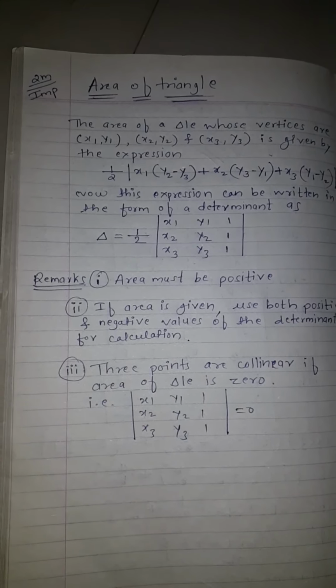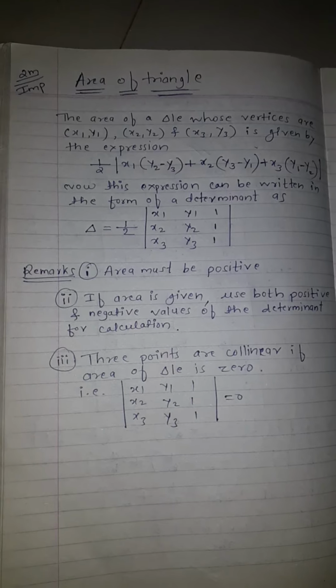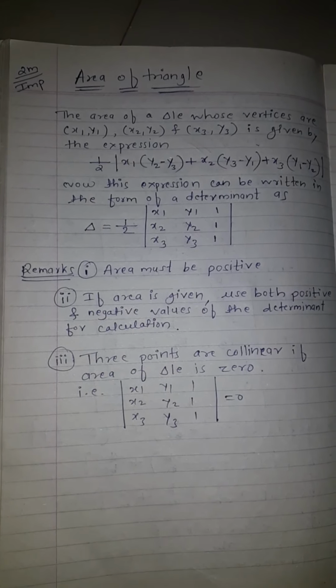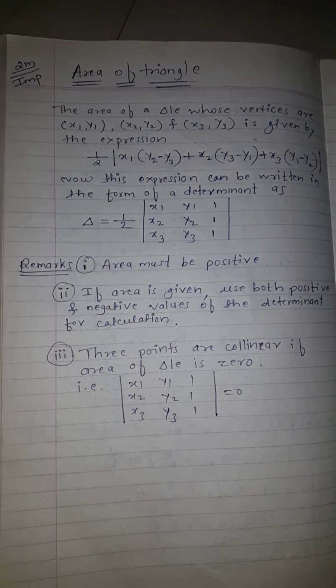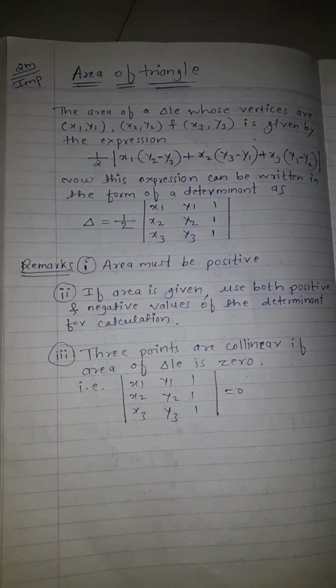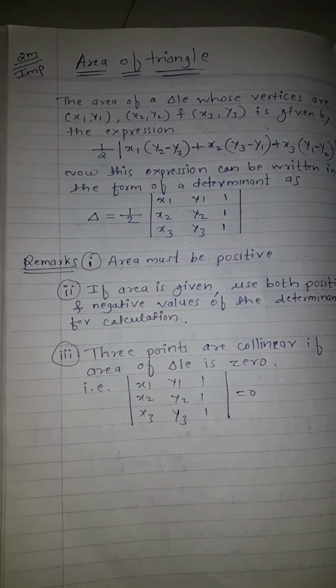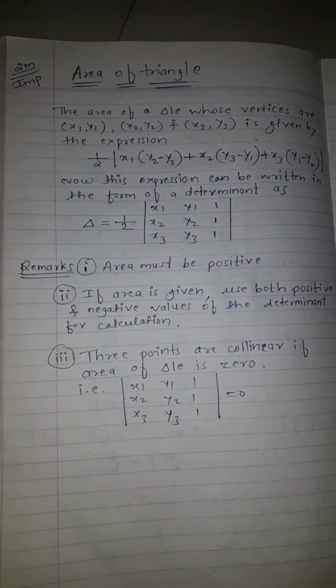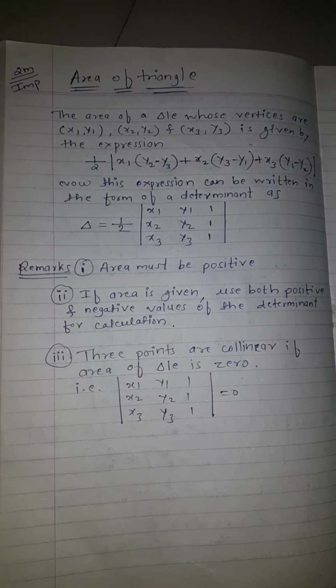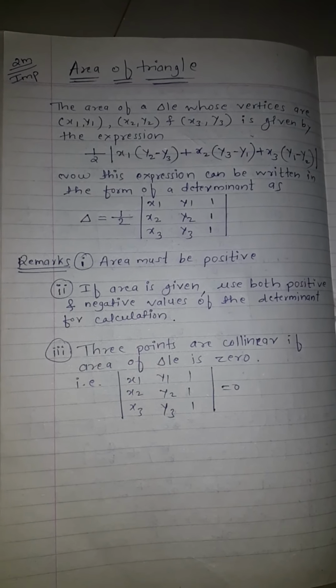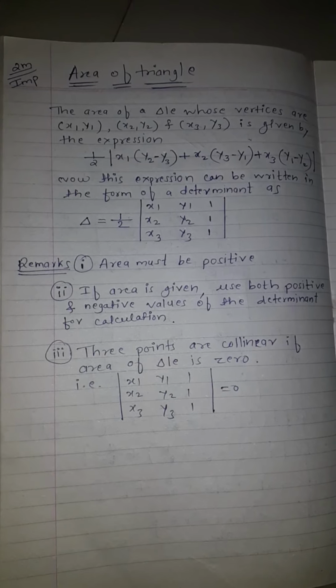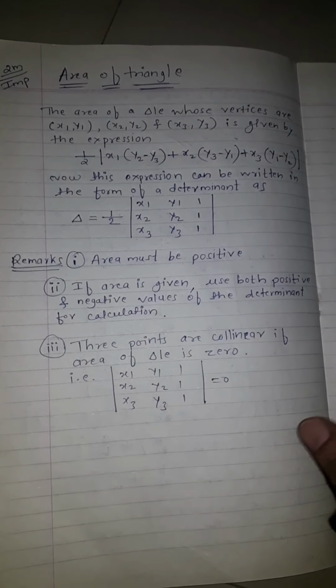In the 10th standard you find the area by half into base into height. Similarly, when the vertices are given, you used a formula for that also, and that formula was also used in the first year. So what is that formula?